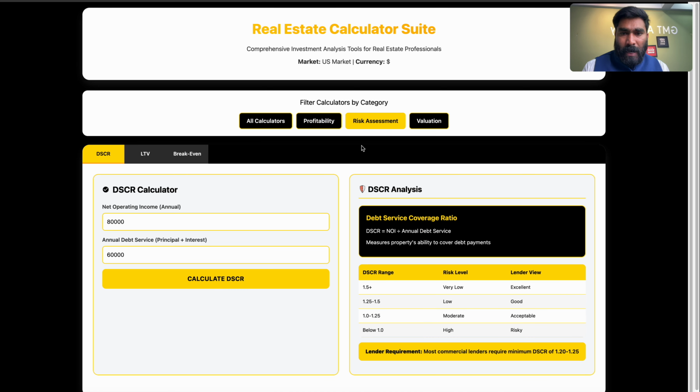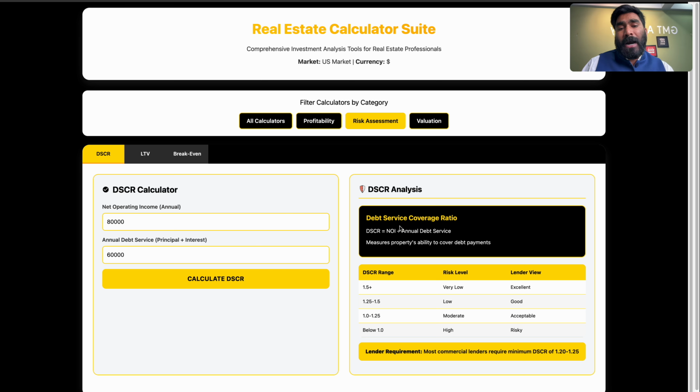Now, if I talk about risk assessment, to calculate the risk assessment of XYZ investments or a real estate portfolio investment, we have three ratios. One is DSCR, which we call the debt service coverage ratio. Second one is LTV, loan to value. Third one is break even. So let's talk about the risk assessment ratios and how we calculate them.